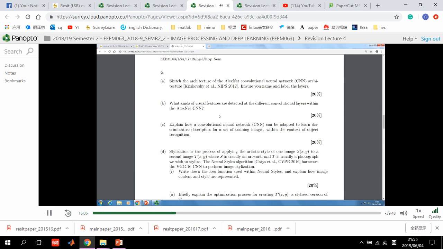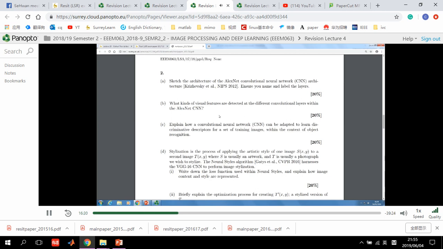Okay, so question 2. Sketch the architecture of the AlexNet convolutional neural network. Ensure you name and label the layers. Well, I think this very similar question was asked on the previous paper we went over. It's an architecture of a network I expect you to know very well by now.